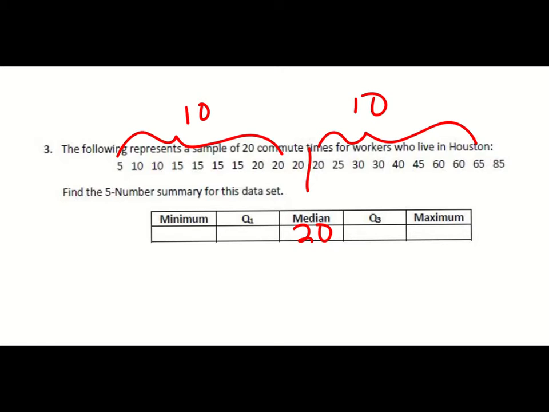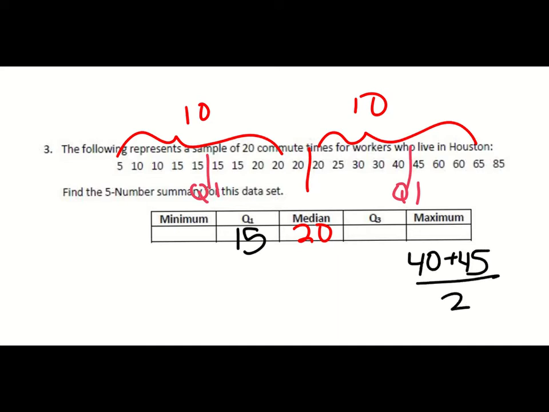1, 2, 3, 4, 5. And so then the middle of 15, this is my quartile 1. So my middle of 15, quartile 1 is 15. And then 40 plus 45 divided by 2 is going to give me 42 and a half. And then that's going to make my minimum 5, my maximum 85.